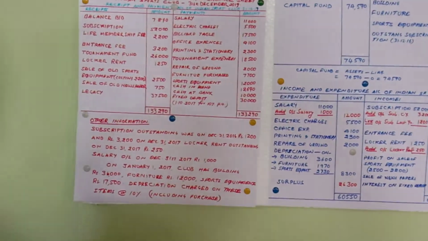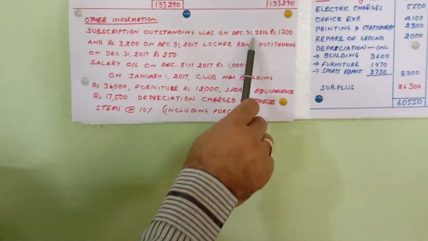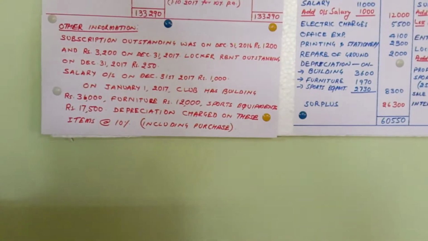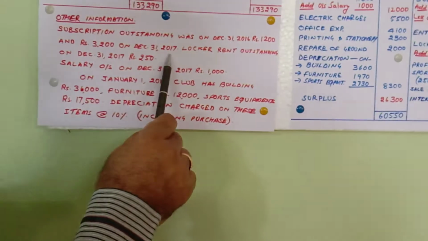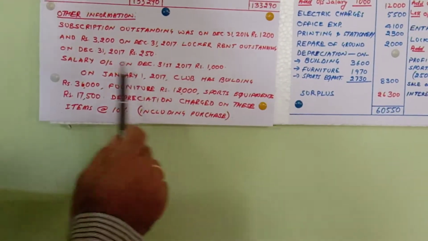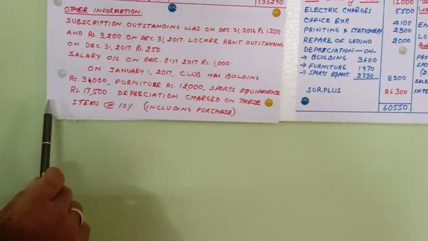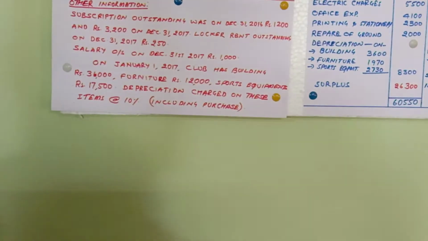Here so many adjustments are given. I'll read them for you. Subscription outstanding on 31st December 2016 is 1200, which relates to the last year, whereas subscription outstanding is 3200 for the current year. Our current year is 2017. Locker rent for current year 2017 is 250 rupees, whereas salary outstanding for current year is 1000.